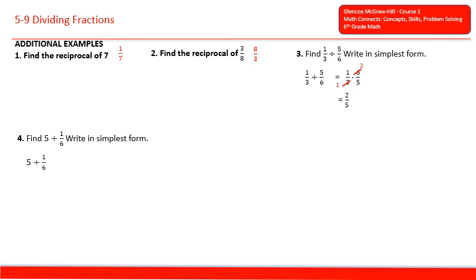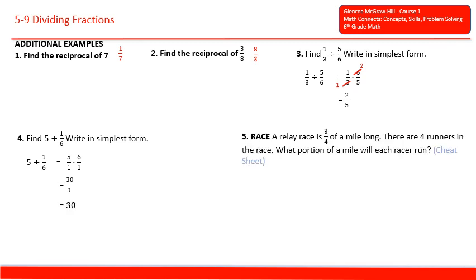Write 5 divided by 1/6 in simplest form. 5 divided by 1/6 is the same as 5 over 1 divided by 1/6, which becomes 5 over 1 times 6 over 1. Multiply across, you get 5 times 6 is 30. 1 times 1 is 1. You can rewrite that improper fraction as a whole number 30.